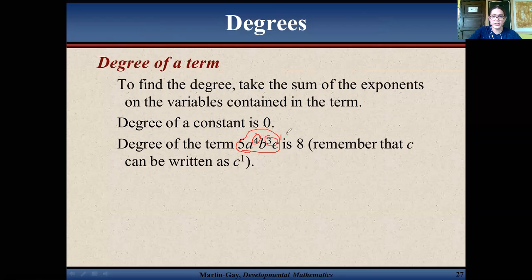We have 4, 3, and 1. So 4 plus 3 plus 1 is 8. Remember that c can be written as c to the power of 1. So that's how you get the degree of this term, 5a to the power of 4, b cubed, and c. So that's how you do it.